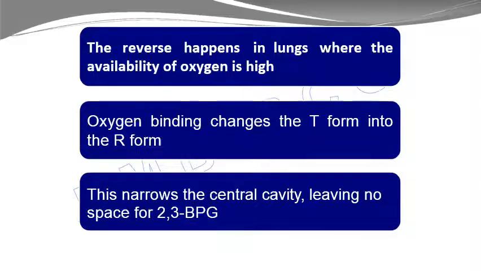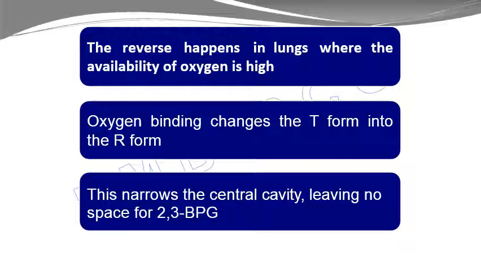If we have a high amount of oxygen, oxygen will bind to the central cavity of hemoglobin, change it from T to R form, and thereby make the gap narrower between the beta chains. And if the gap becomes narrower, there will be no space for 2,3-biphosphoglycerate to bind. So we don't need to release oxygen because we already have a higher oxygen availability, so we would not need to release the oxygen anymore. This is basically how the oxygenation and deoxygenation of hemoglobin are regulated.